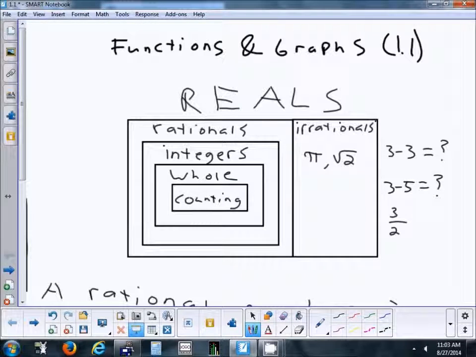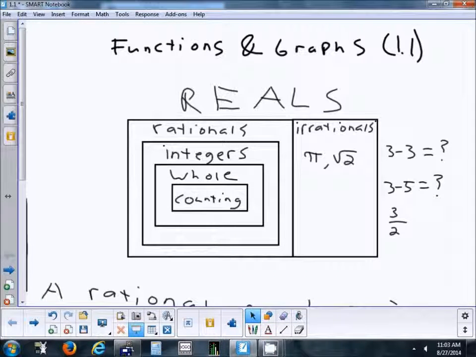Okay, non-perfect squares. Square root of 2 is irrational, and I could prove that to you. I could prove that from now till the end of time. There will never be a way to write that rationally. I can't quite do that with pi, but we kind of assume it's irrational. And together you take all your rationals and irrationals, and that gives you your real numbers. Okay?